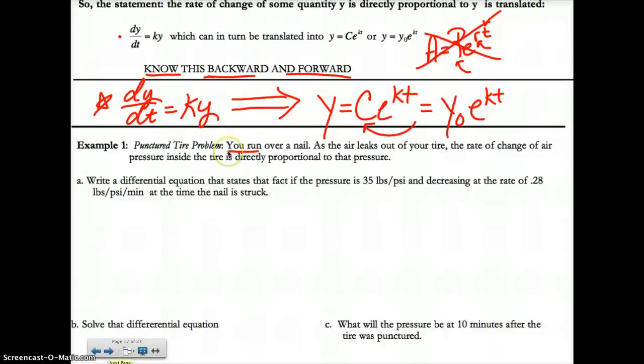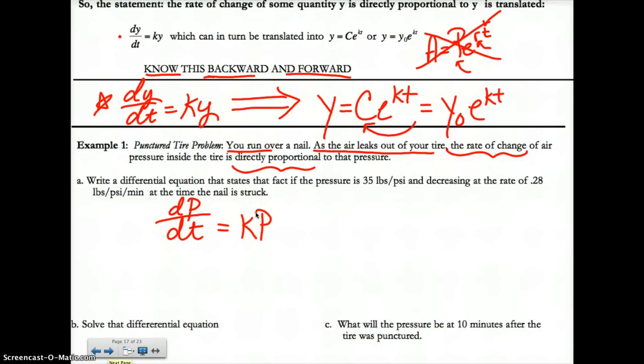So we run over a nail, and as the air leaks out of your tire, the rate of change, that's a key to your derivative, of the air pressure. I like to use the variable P for pressure or B for bacteria. I would like to say that the change in pressure over time is directly proportional to that pressure. All right, this is called my differential equation. Now, again, the only thing you really need to worry about is the C, which we're going to worry about later in the problem, and the K. So let's see what we've got going here.